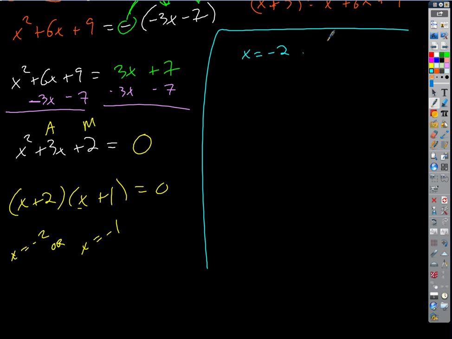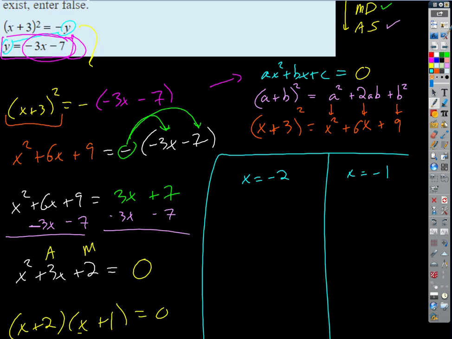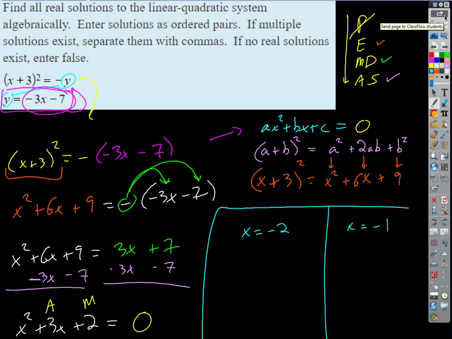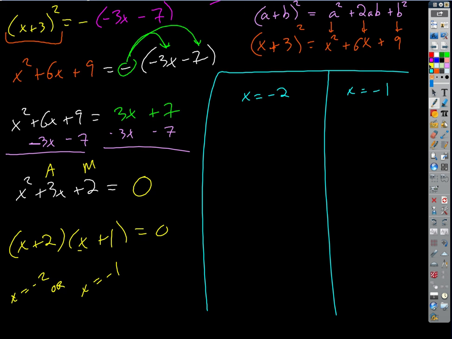If x equals negative 2, where are we going to plug it? Well, there's my substitution equation right there, isn't it? y equals negative 3x minus 7. So I just have to find the y values that go with those x values, right? So here I'm going to get y equals negative 3 times negative 2 minus 7. So 6 minus 7, y equals negative 1. So one solution is the ordered pair x is negative 2, y is negative 1.